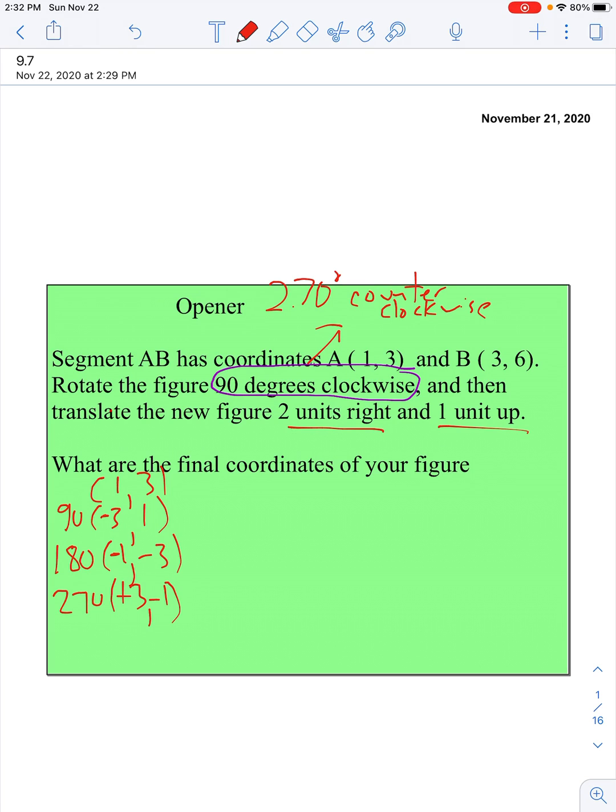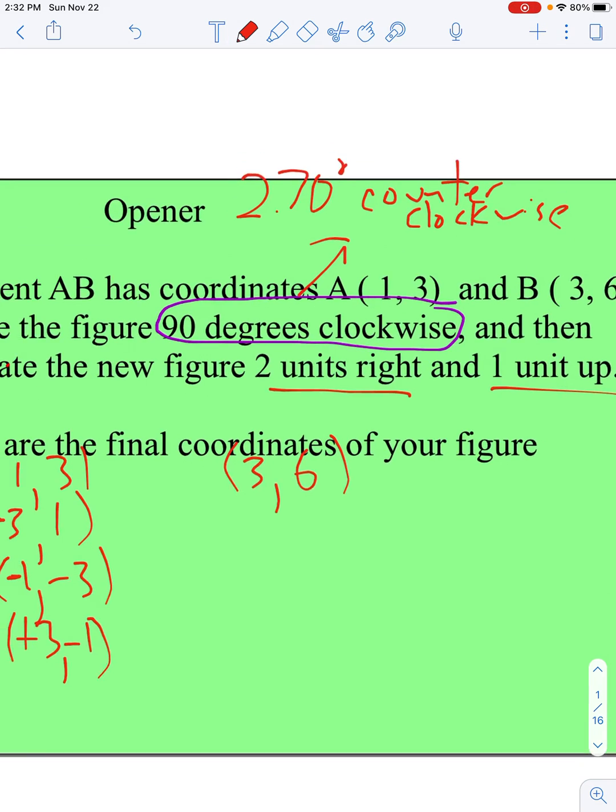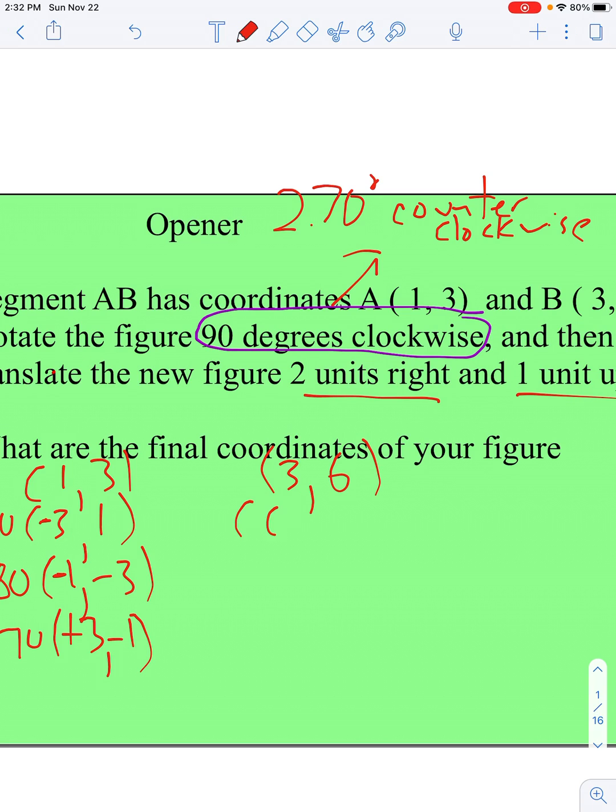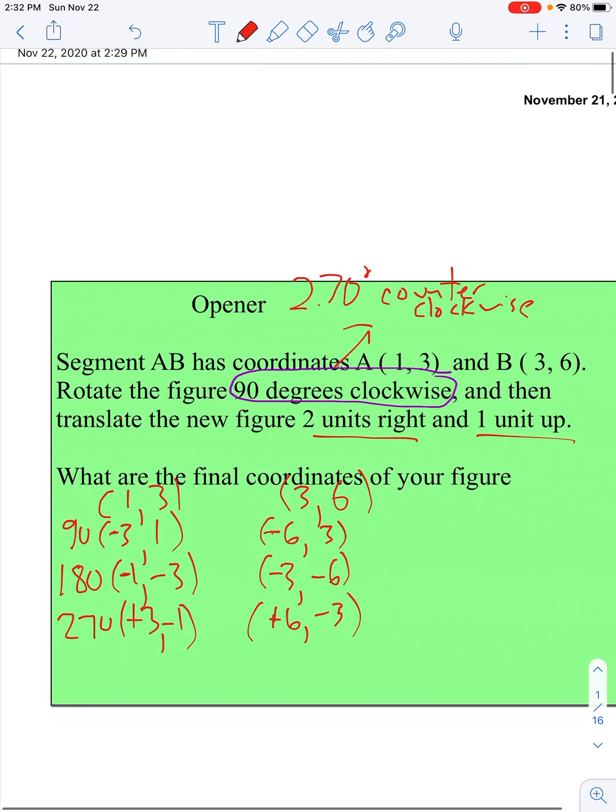So for B, we're going to do the same thing. We started with 3, 6. We flip it. Change the sign of the new X. Flip it. Change the sign of the new X. And finally flip it one more time. Change the sign of the new X. So my A prime was at 3, -1. And B prime is at 6, 3.